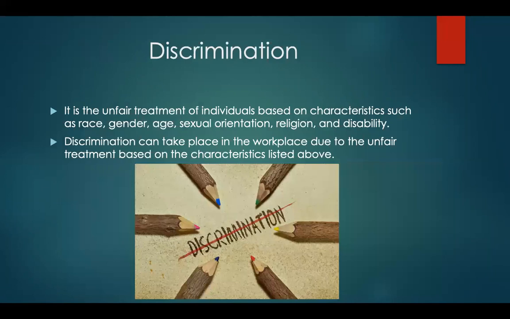Discrimination. What is discrimination? It is defined as the unfair treatment of individuals based on characteristics such as race, gender, age, sexual orientation, religion, and disability. Discrimination in the workplace begins when individuals are treated unfairly based on their characteristics and not from their qualifications and ability to perform the job. This is typically illegal, which is why we try to create equal employment opportunity so these types of discrimination do not occur.